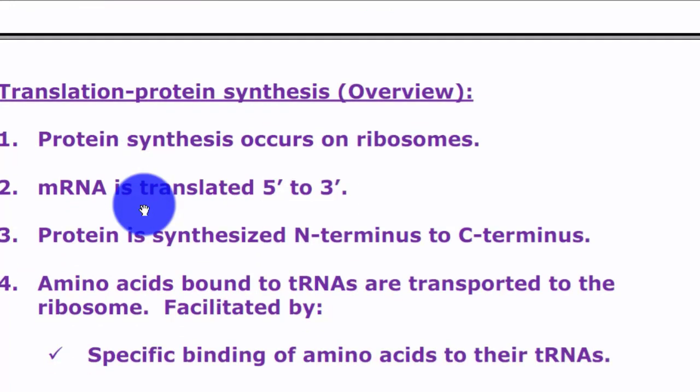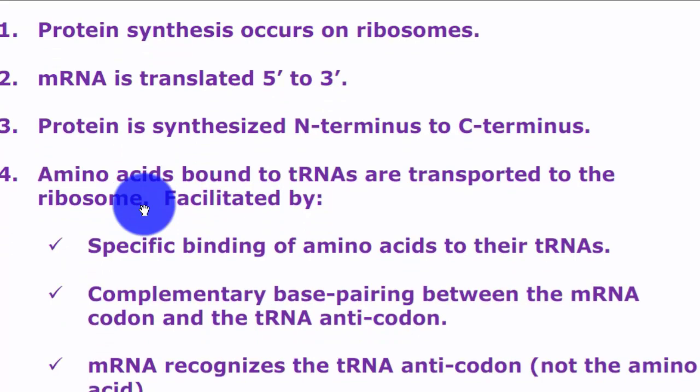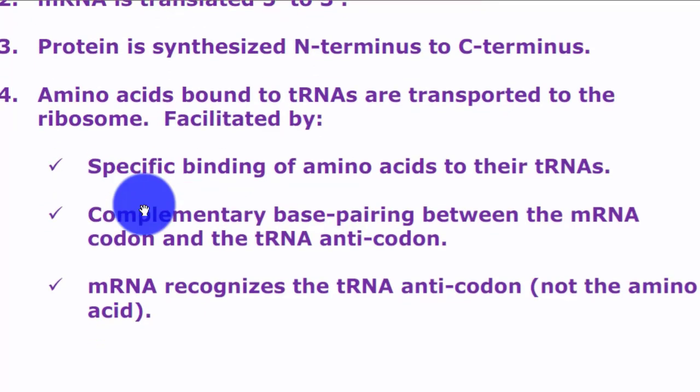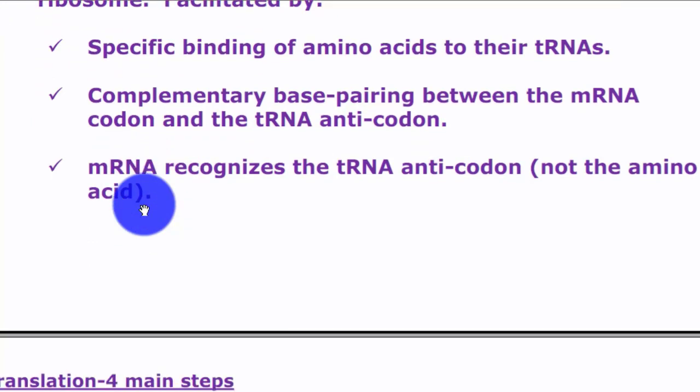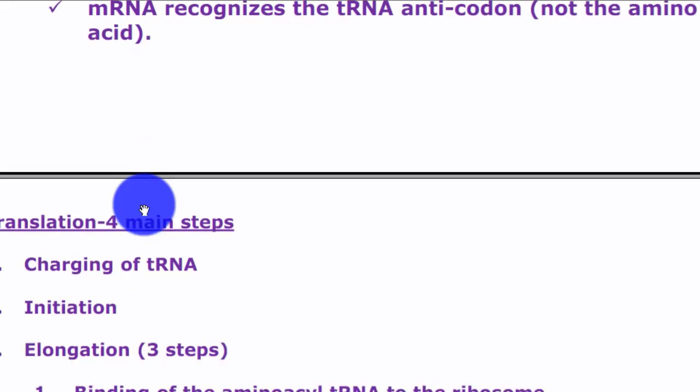Translation, protein synthesis. Protein synthesis occurs on ribosomes. Messenger RNA is translated from 5' to 3'. Protein is synthesized from N terminus to C terminus. Amino acids bound to transfer RNA are transported to the ribosome, facilitated by specific binding of the amino acid to the transfer RNA. Complementary base pairing between the messenger RNA codon and transfer RNA anticodon. The messenger RNA codon is recognized by the transfer RNA anticodon.